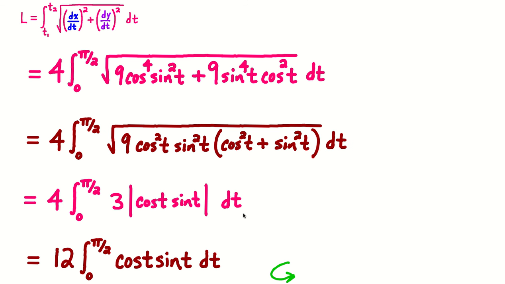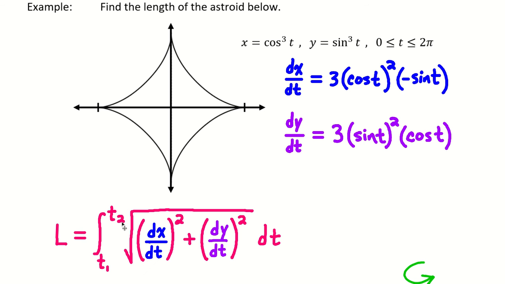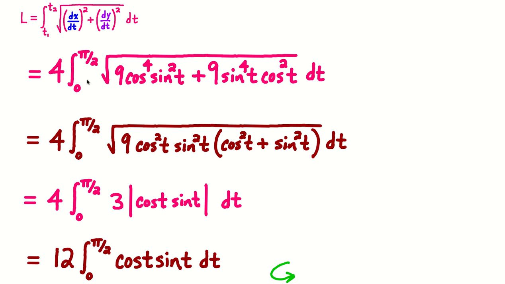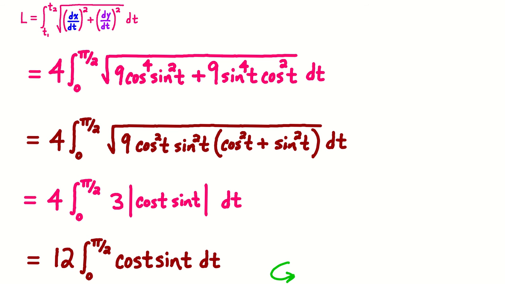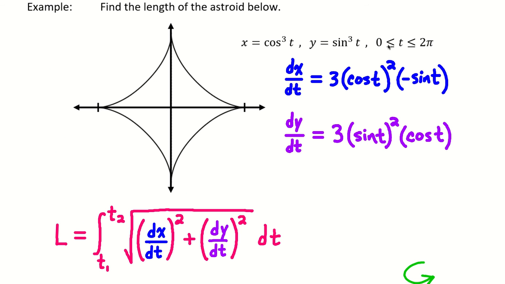Now, why was this 4 out here? From 0 to 2 pi. Oh, I think I know. Why did I do that? So 0 to 2 pi. Our integral is 0 all the way to 2 pi. Maybe there is a good reason.